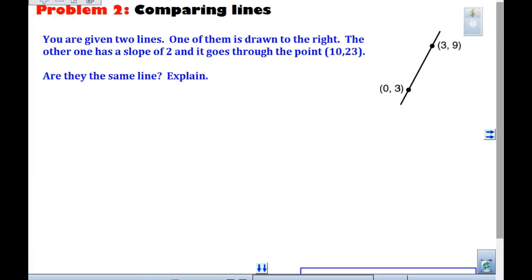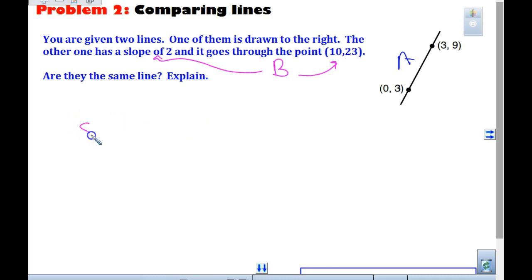Please make sure you can do the next one. The other one has a slope of 2, and it goes through the point 10, 23. Are they the same line? So this is what we want to do first. We're going to call this our line A. We're going to think of this one with this other point that they're giving us as line B that goes through here and has a slope of 2.